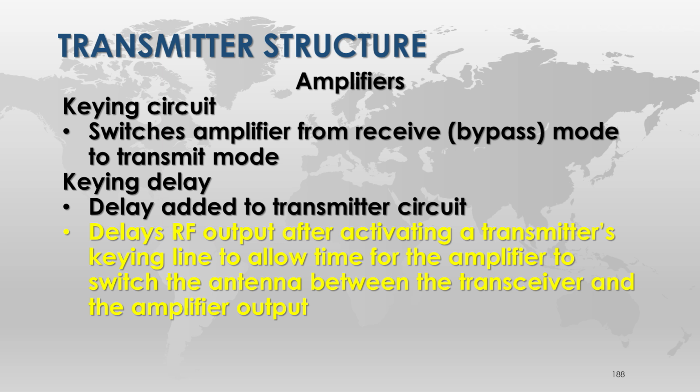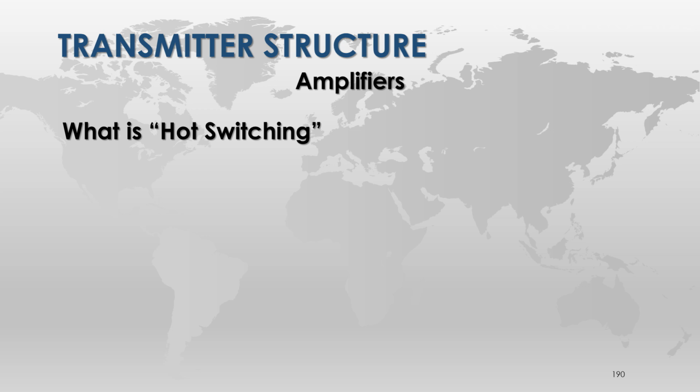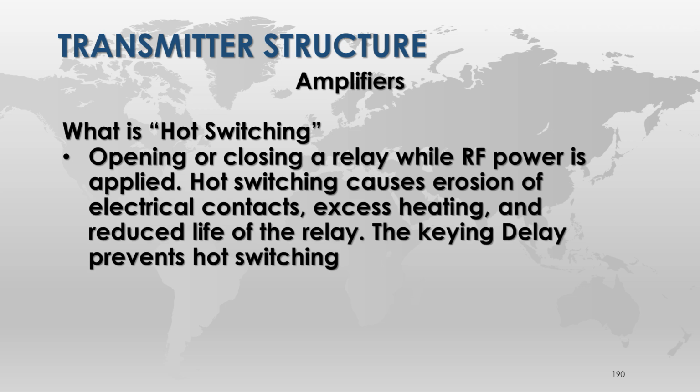So the keying delay delays RF output after activating the transmitter's keying line, blah, blah, blah, amplifier output. It prevents what's called hot switching. Hot switching: opening or closing a relay while RF power is applied. Hot switching causes erosion of electrical contacts, excess heat, and reduces the life of the relay. The keying delay prevents hot switching. So that's why it's there. It makes your stuff last longer.